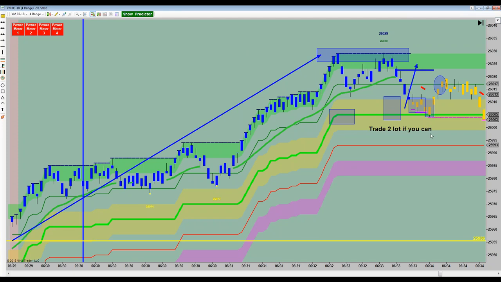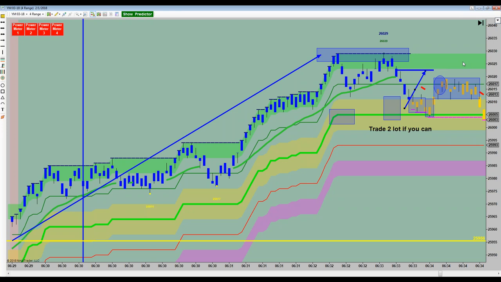What do you think? Let me ask it differently. When these bars formed right here, and they did not get to your target here, what is going through your head? Let me suggest some thoughts.